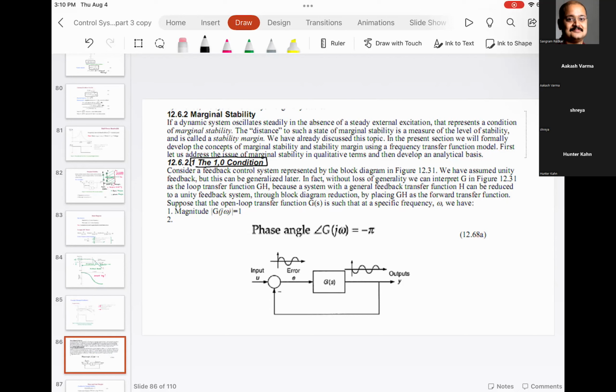The idea of the 1-0 condition is that your unit feedback is unity. So if you think about it, your feedback is unity. Now what can happen is this G(s) is considered as the loop transfer function.